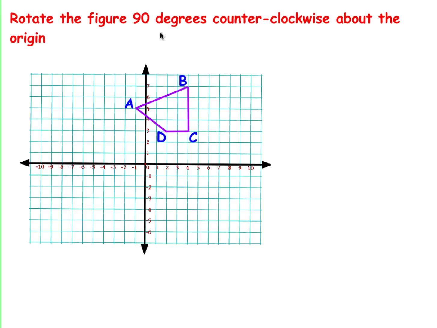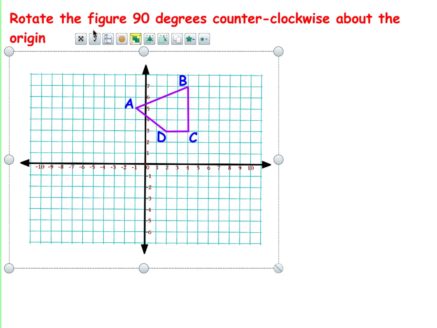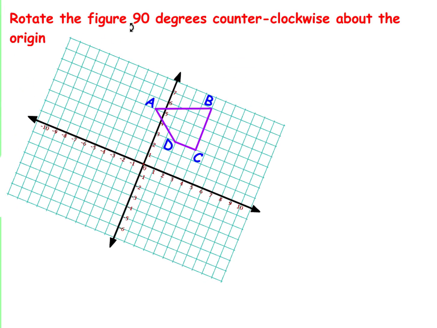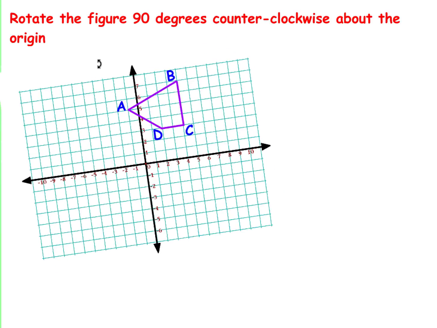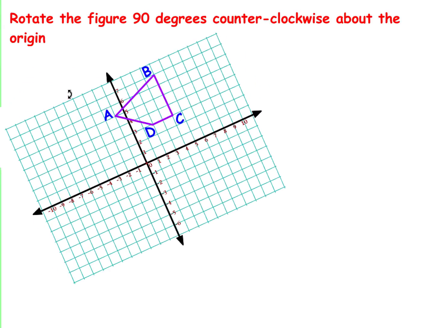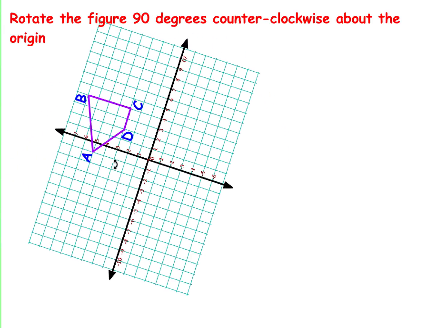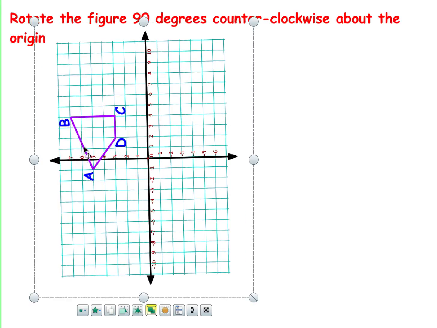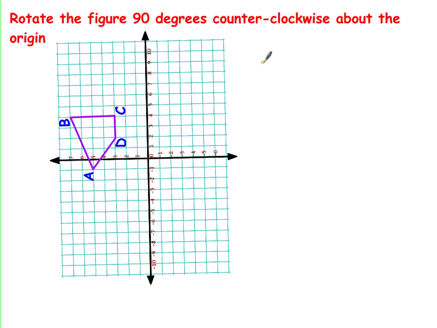Okay, so it's asking me to go 90 degrees counterclockwise. So again, let's think about it. Clock goes this way, so that means counterclockwise would be the opposite. So if I go 90 degrees counterclockwise, I'm going to take my paper, just rotate it a little bit, and that's where my new points are. Now I'm going to copy those down real quick.